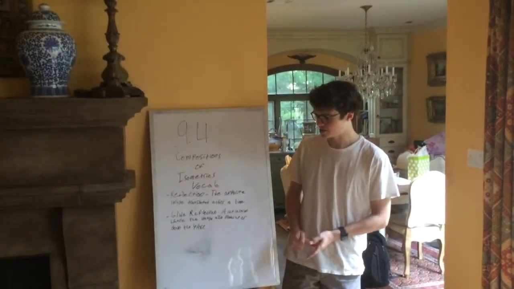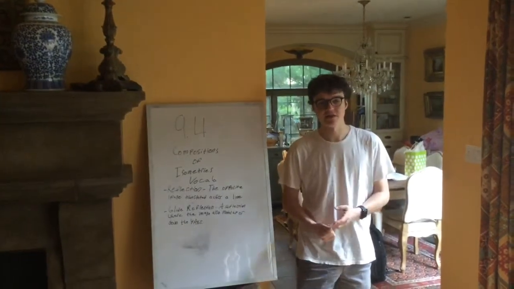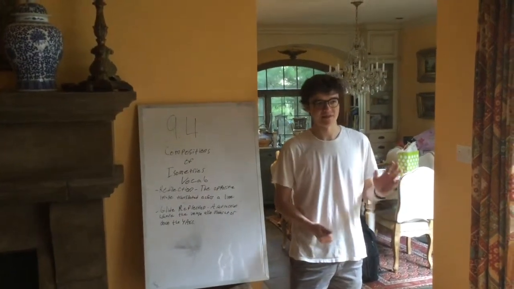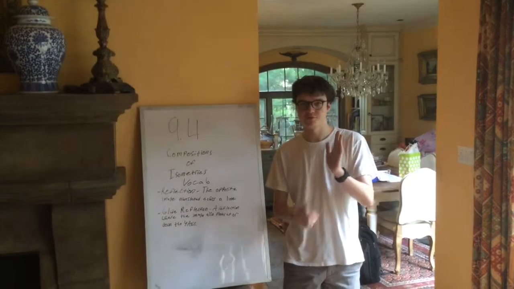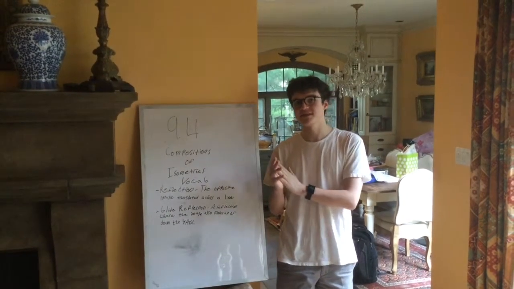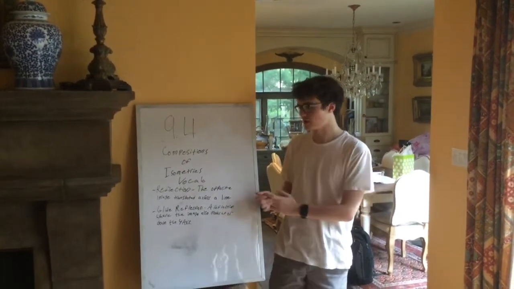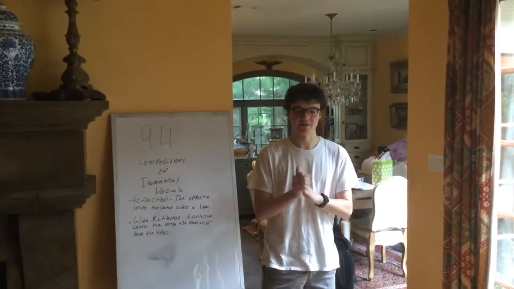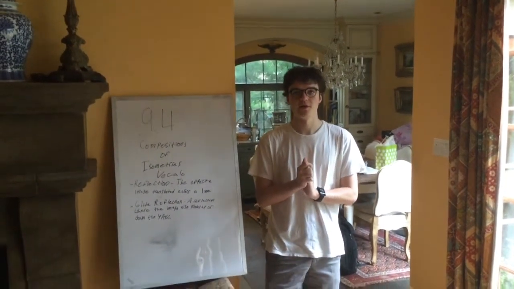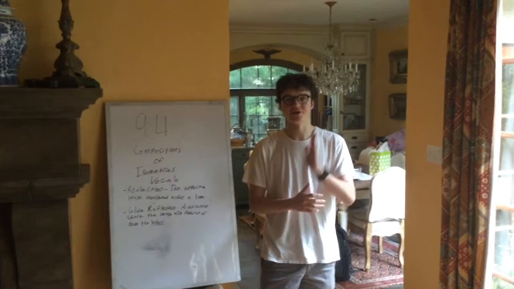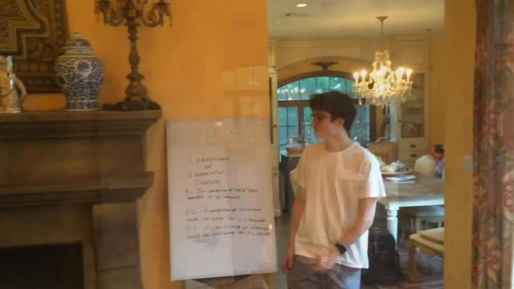First we have reflection, and a reflection is the opposite image moved across the y-axis. And then we also have a glide reflection, which is a reflection where you also move the image up or down the y-axis.